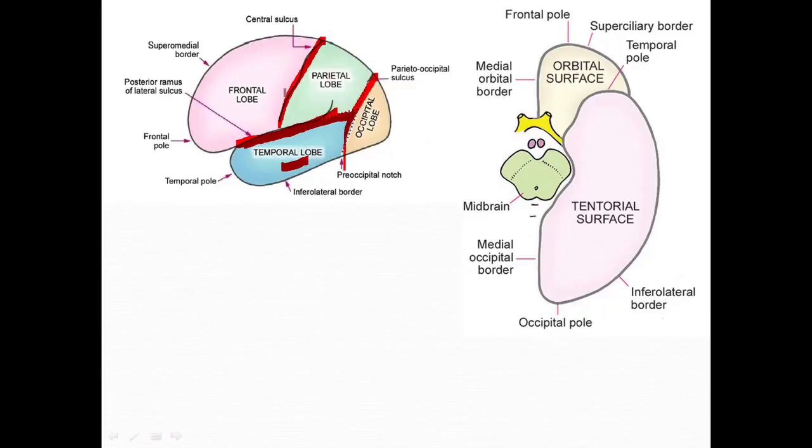So what is there in my superolateral surface? The frontal lobe and the parietal lobe. They are separated by the central sulcus. The parietal lobe and the occipital lobe are separated by the parieto-occipital sulcus.